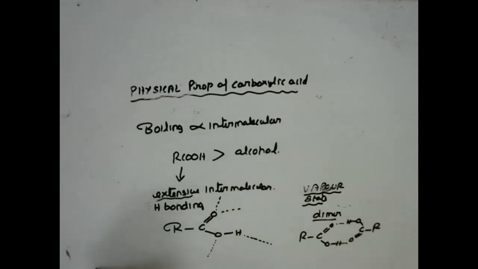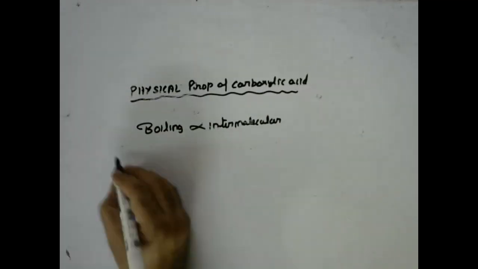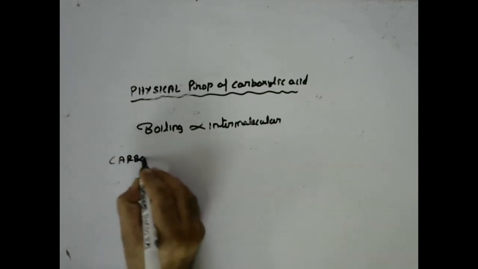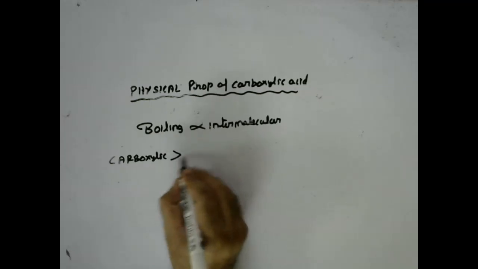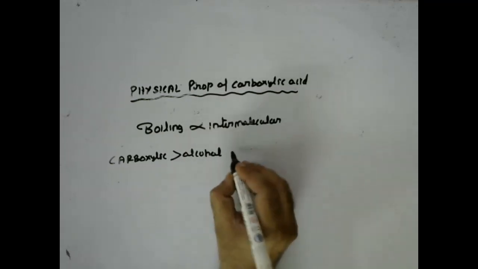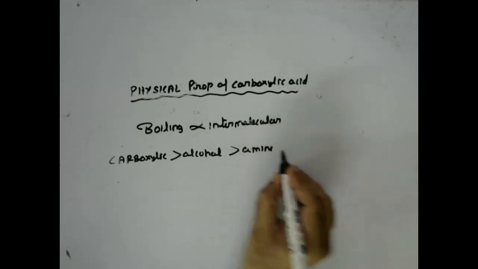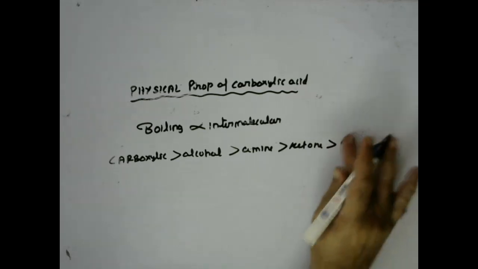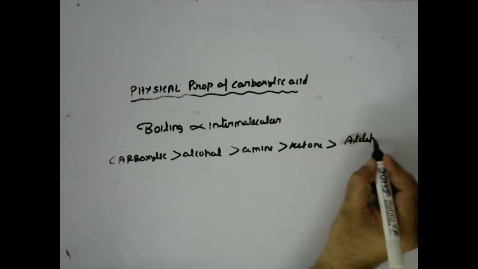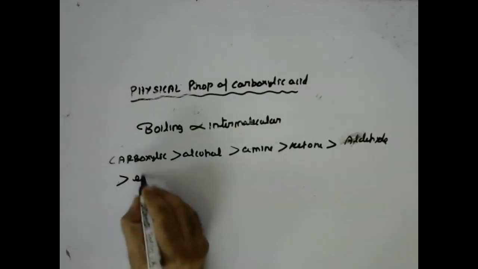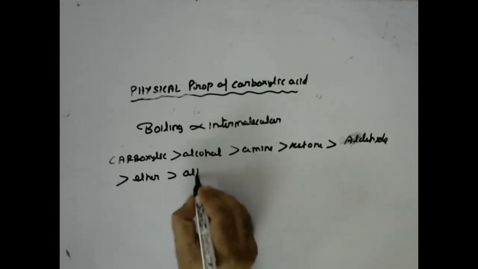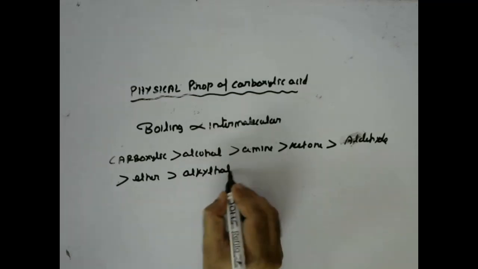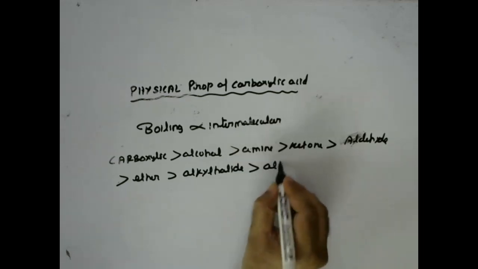So if I tell you the overall order of boiling point for the compounds we have discussed so far: carboxylic acids have a very high boiling point, then come your alcohols, then your amines, then your ketones, then your aldehydes, then your ethers, then your alkyl halides, followed by the alkanes. This is just comparing the boiling points of all the compounds we have done so far.